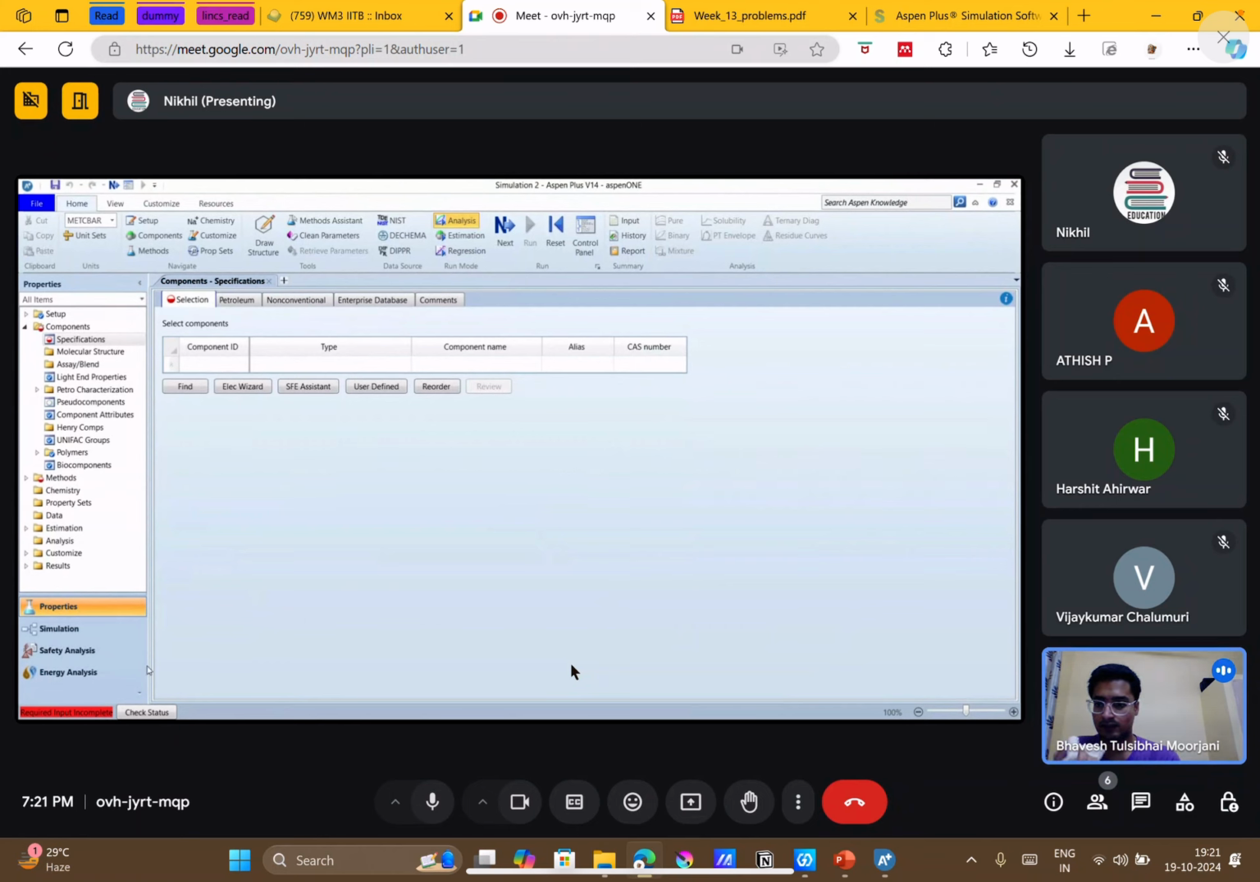Okay. Again, I think you have added only Aspen Plus. Okay, it's fine. Add propane. Find propane, add it. Find propylene, add it. And the third component we have is normal pentane.